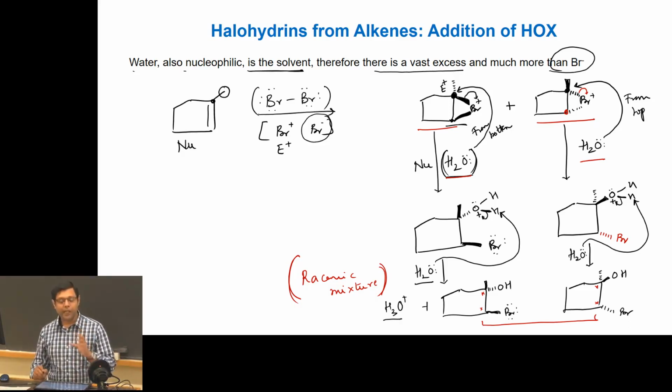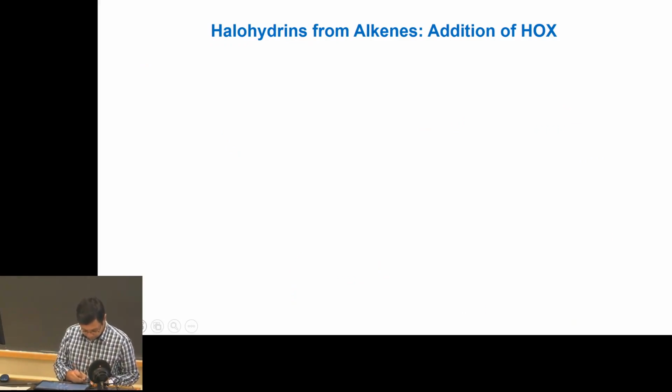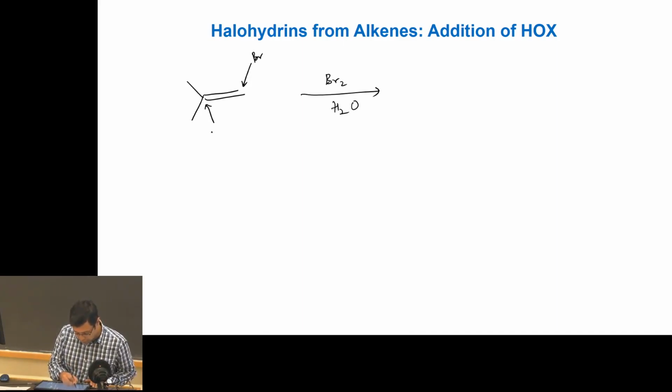Alright. So key points about the halohydrin reaction. It is the addition of OH and halogen anti to the double bonded carbons. Always OH will go to the more substituted carbon of the double bond, halogen to the less substituted carbon of the double bond. Alright. So let's write a few more examples on this reaction. Let's say I start off with this alkene. The reactants, halogen and water. Halogen to the less substituted carbon, OH to the more substituted carbon.